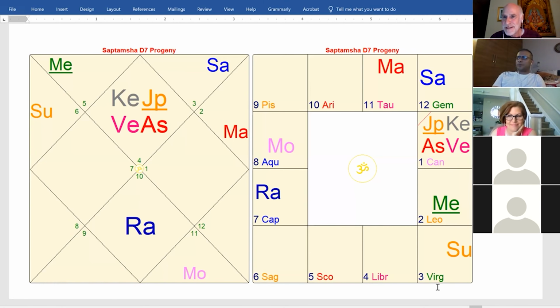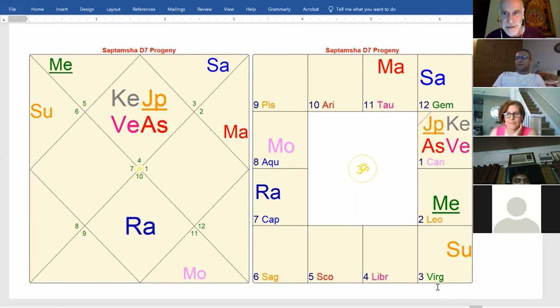Venus Rahu? No. Venus Mars, just based on the Saptamsha here. Venus, Jupiter. Well, we said Venus Jupiter. I said it would have been a good guess, but no, Venus Ketu, folks.